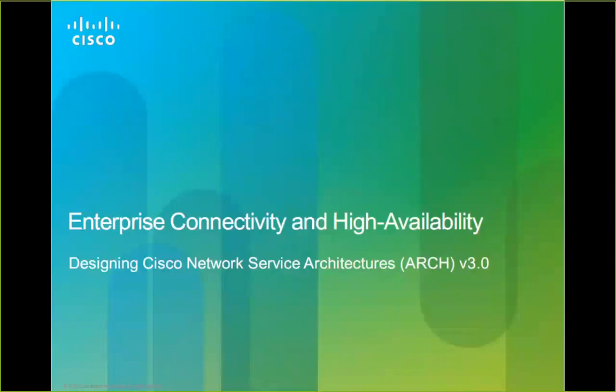All right. So for CCDP and module number 1, which is what we call the Enterprise Connectivity and High Availability module, obviously that's a really generic description of the module, but what we're going to talk about in this module is essentially 3 different topics. We're going to talk about designing EIGRP routing, designing OSPF routing, and designing ISIS routing.